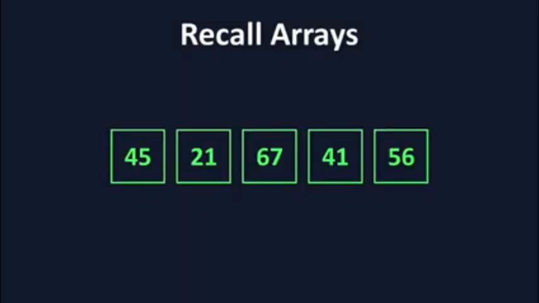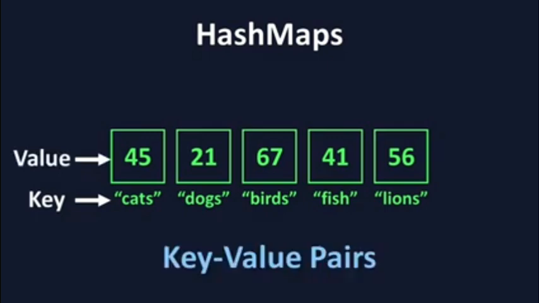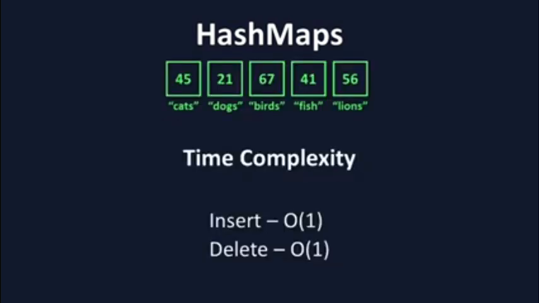Remember how arrays had values stored, and for each value there was an index that numbered them? Well, hash maps are essentially the same thing, except that you can choose what the index is, which hash maps call a key. The key and its value are commonly known as key-value pairs. The other major difference between arrays and hash maps is that hash maps are unordered. Hash maps are fast for both inserting and removing elements.